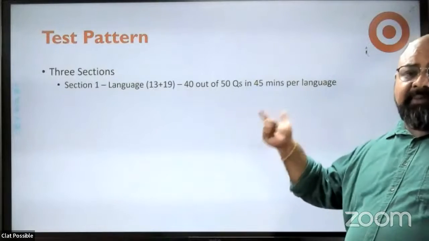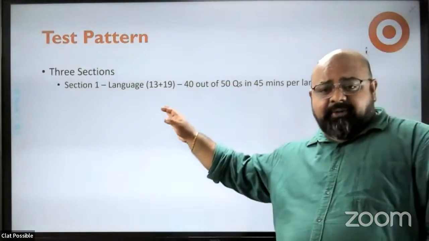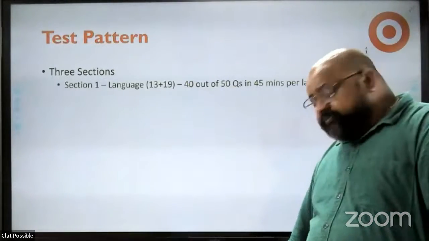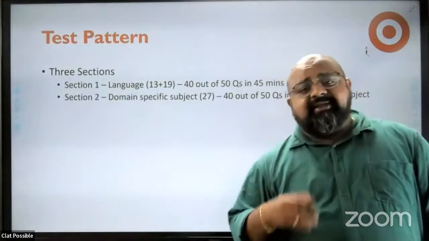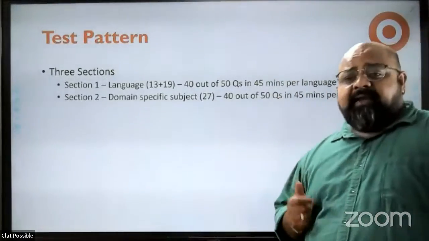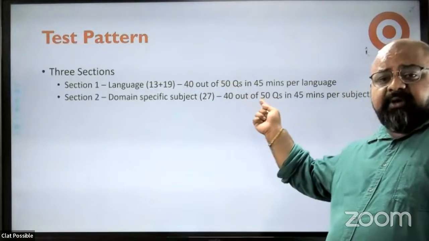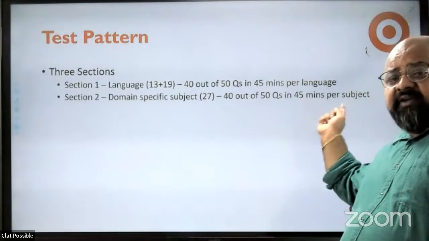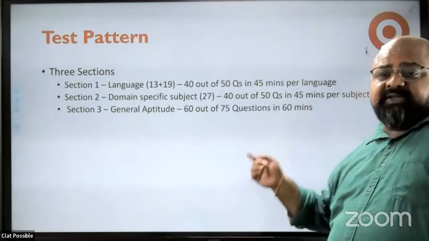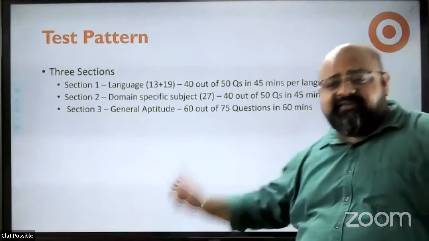The format of this paper for each language will be, there will be 50 questions, multiple choice, out of which you have to attempt any 40, and you'll have a time of 45 minutes per language. Then in section 2, these are the domain specific subjects. There's a list of 27 subjects. Depending on the college and course requirement, you can choose the subjects. 40 questions to be attempted out of 50. Again, the time limit is 45 minutes per subject. The third section is the aptitude section, which has 75 questions, out of which 60 are to be attempted in a time limit of 60 minutes.